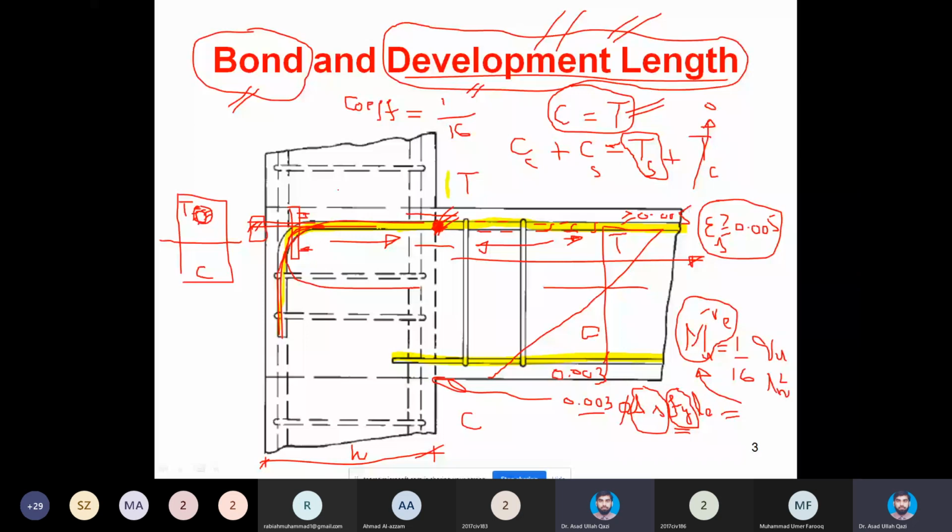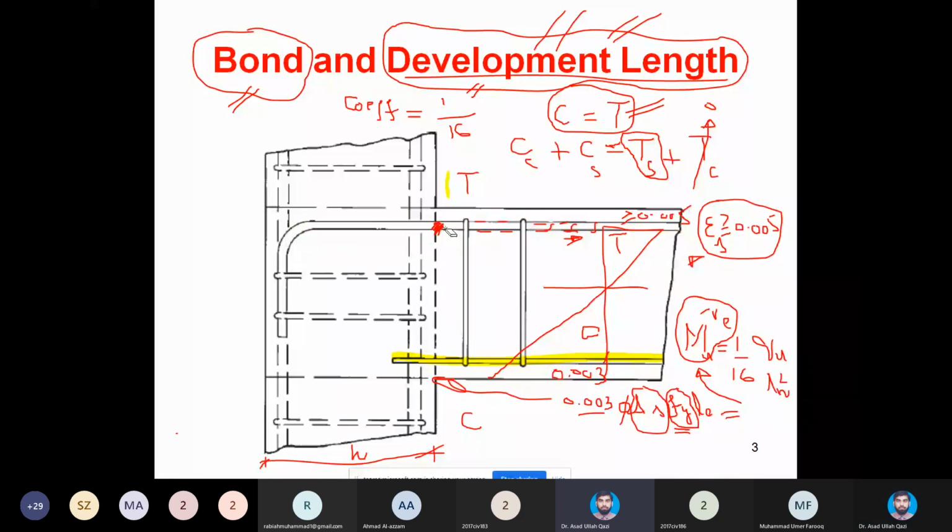So now from this simple picture, I have one other point of discussion. Let me rub the lines. Notice that on this picture, the positive steel is going straight into the support without any hook or bend. Up to a few millimeters, it is penetrating the core of the column.